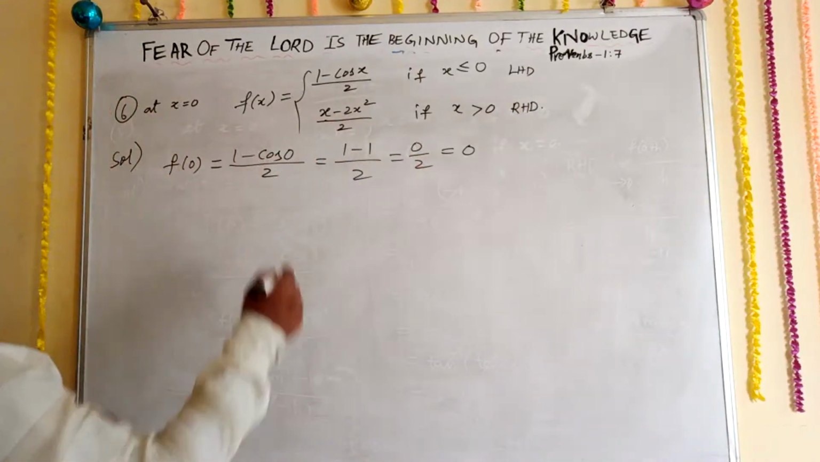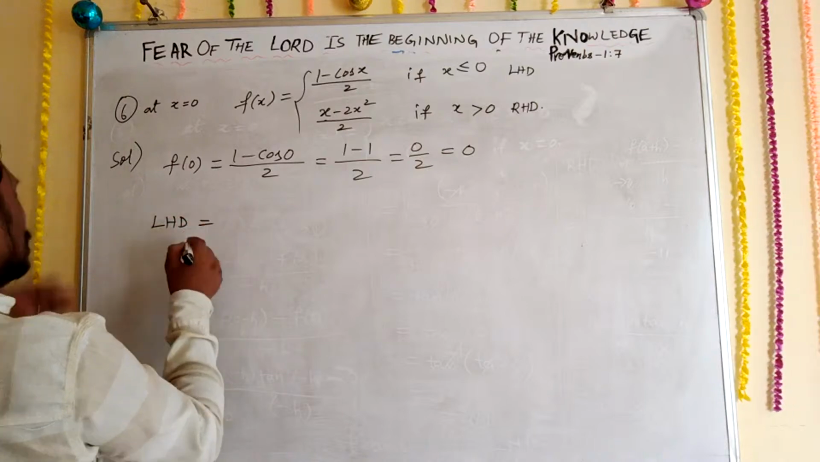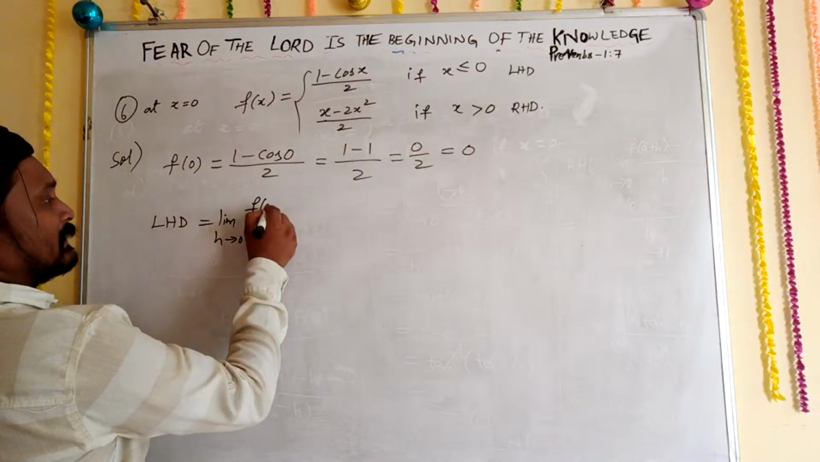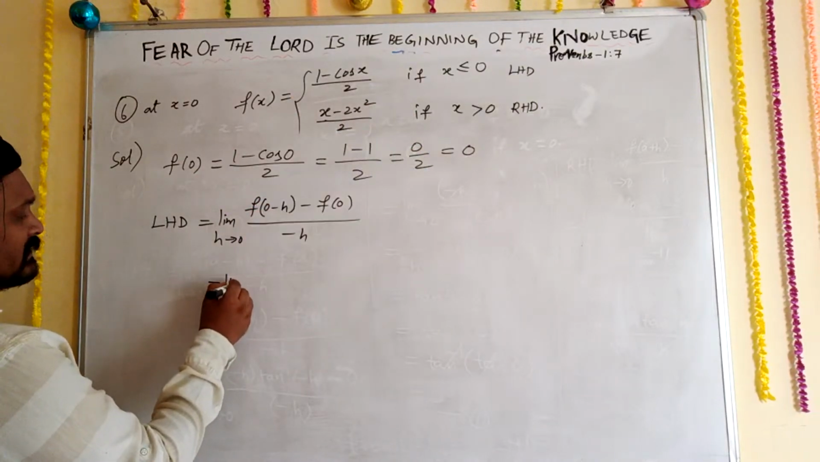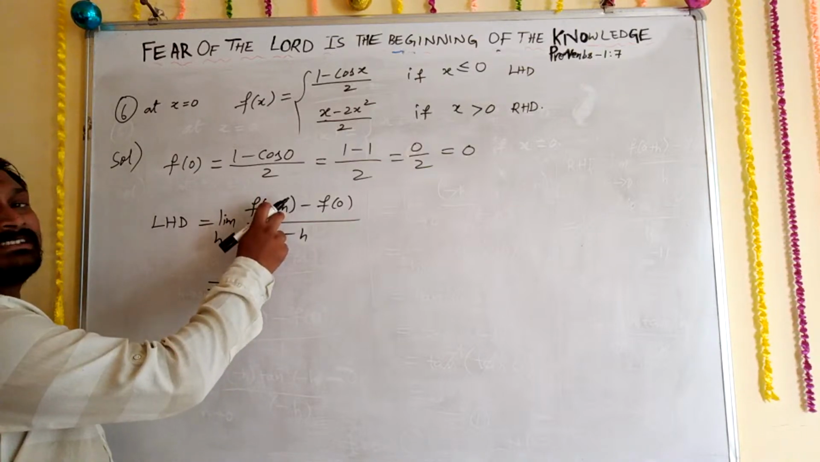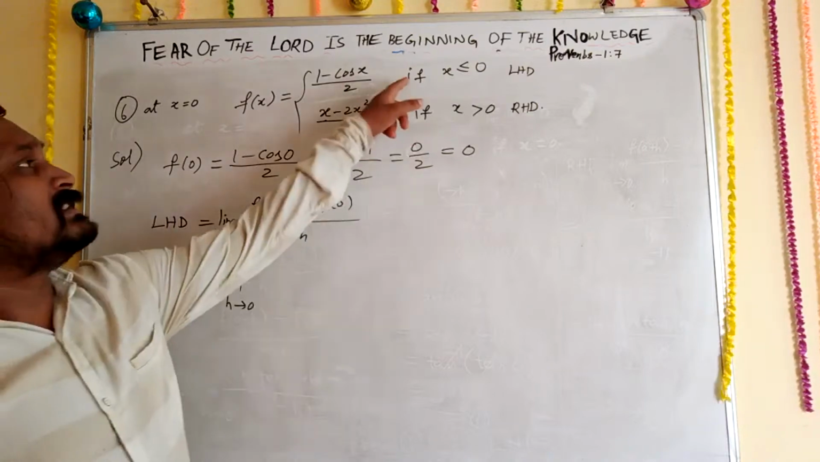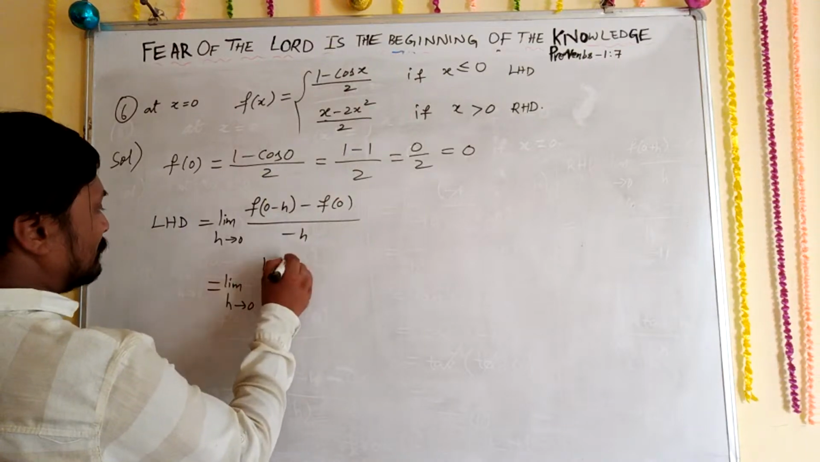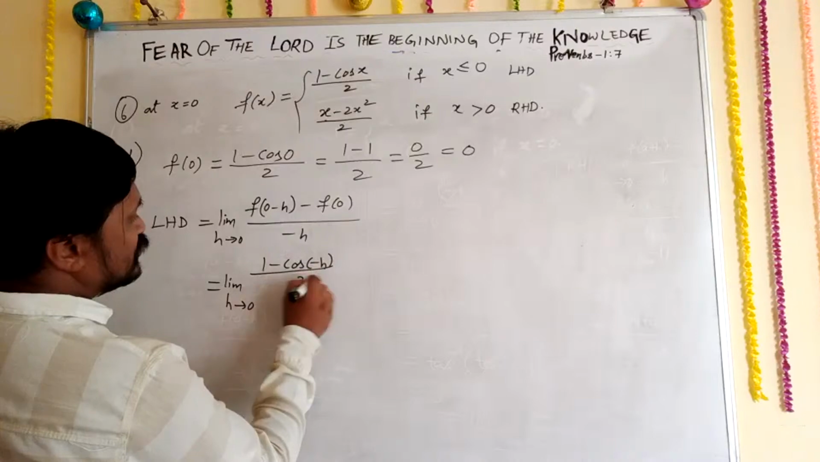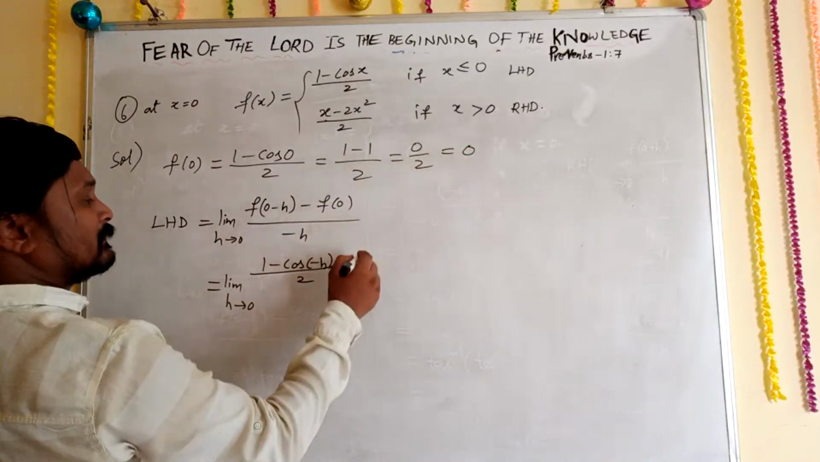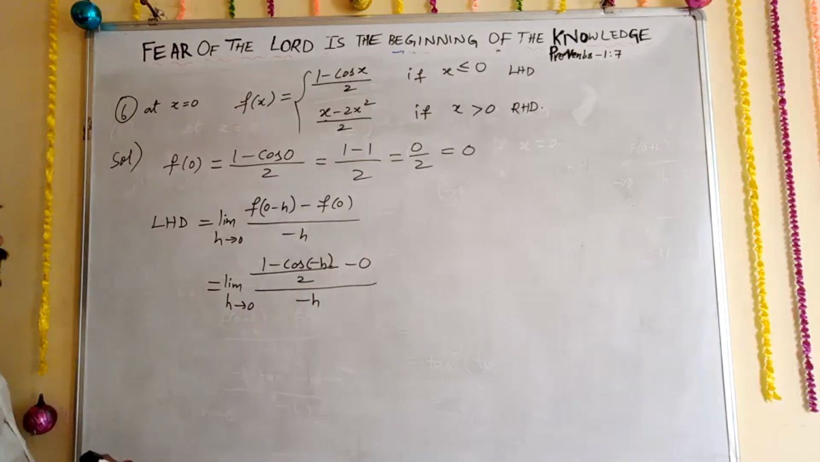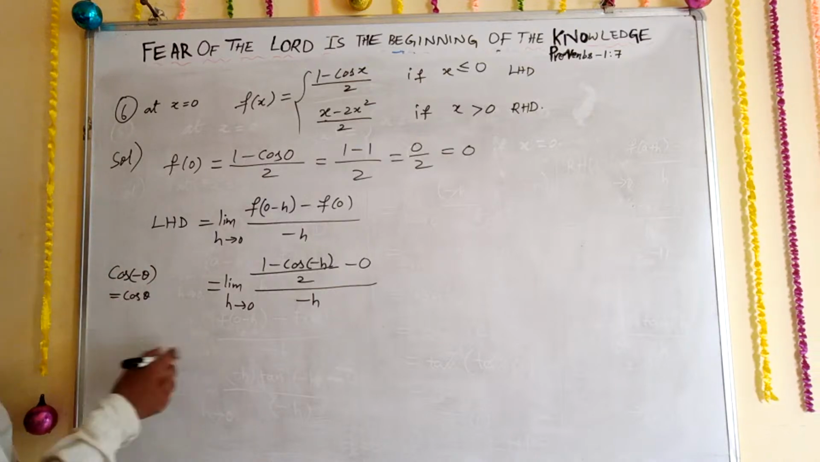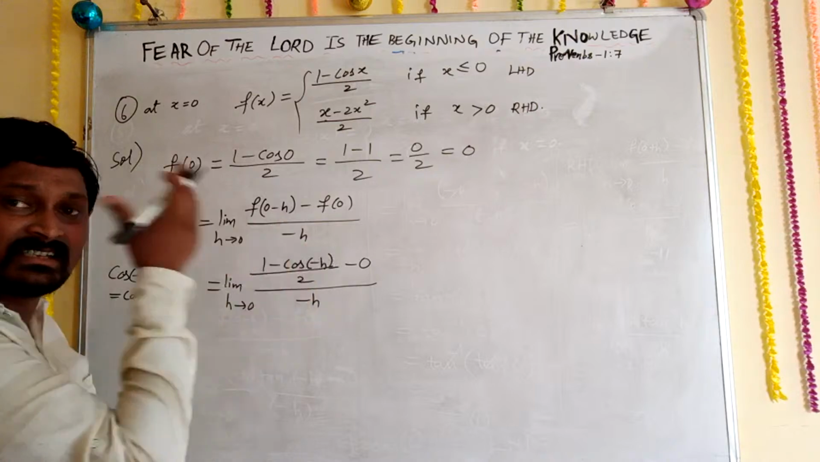Okay. So after that, what we need to do? We need to go for left hand derivative, that is equal to limit h tends to 0, f of a, here a is 0, so directly I am writing 0 minus, this is your formula, f of 0 minus h means minus h. So left hand derivative means wherever x is there, substitute there minus h. So now we can write here it is 1 minus cos of minus h upon 2 minus f of 0, which is nothing but 0, upon minus h. You already know that cos minus theta is equal to cos theta. So cos of minus h means we need to write as cos h.